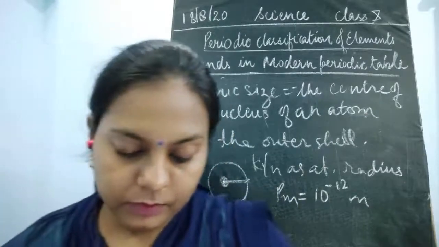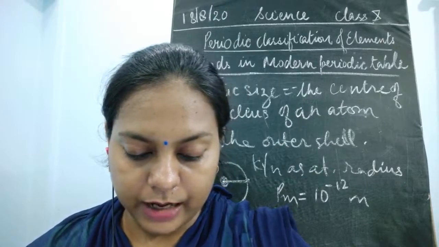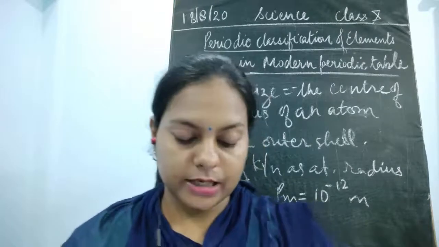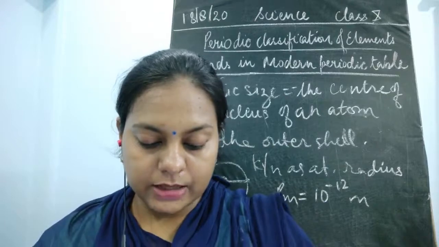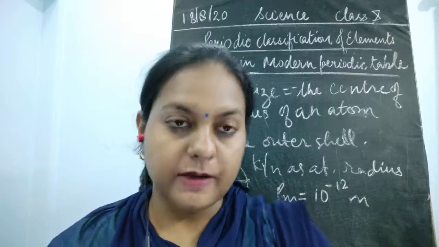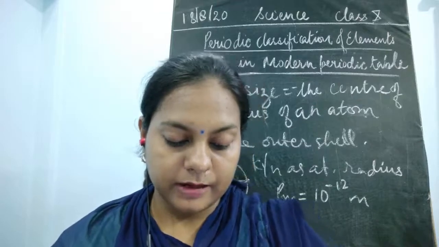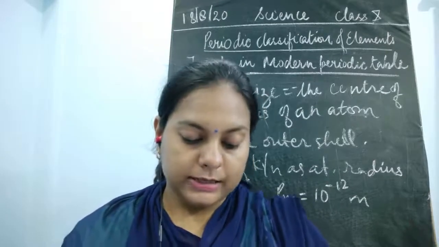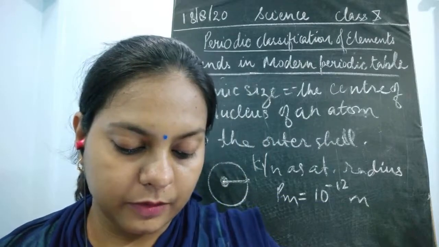Okay. Now the next thing is that the atomic size is a very important property of the atoms, because it is related with many properties. Now what is the variation in this atomic size in the periodic table? The size of an atom decreases from left to right in a period, but increases from top to bottom in a group.